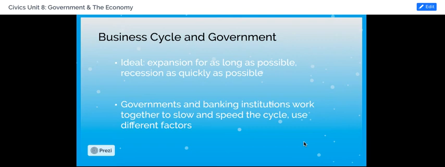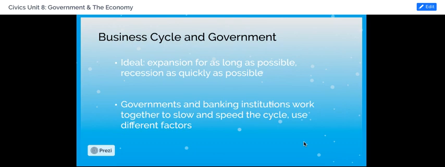All right, so when we talk about the business cycle and government, the ideal place that we want to be in the cycle is in an expansion as long as humanly possible, and we want to get out of a recession as quickly as humanly possible because we know once we're in an expansion, we're going to hit a peak at some point and go back down the mountain. So we want to expand, kind of like when a roller coaster clicks up the big tall drop at the top, when it clicks as high as it can and then drops. We want to kind of use the roller coaster method.